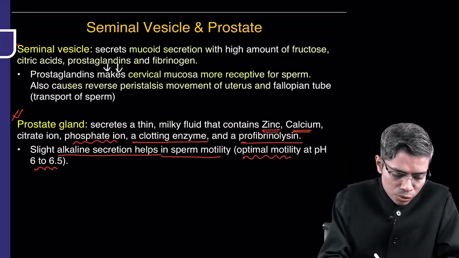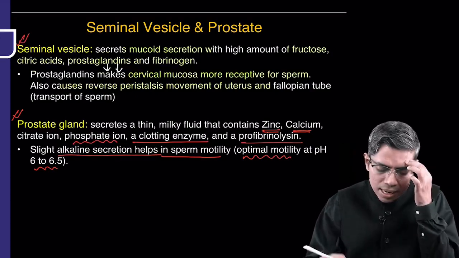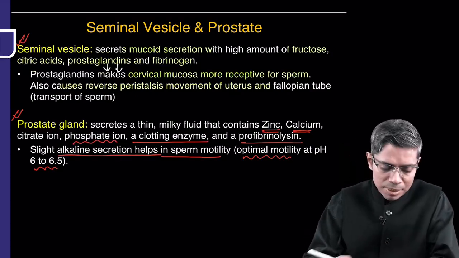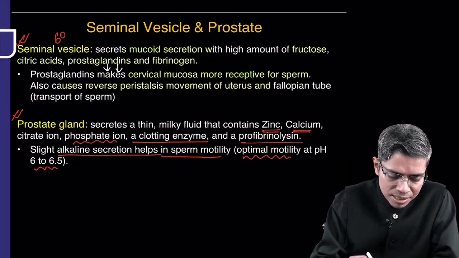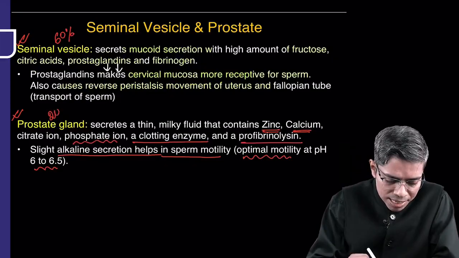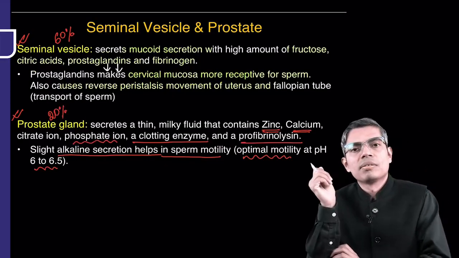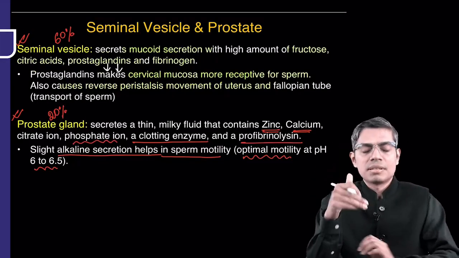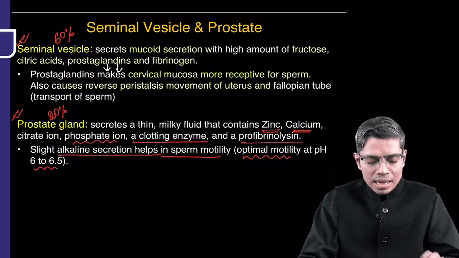Right? So these two accessory glands are secreting the various components of the semen. It is said that the seminal vesicle generally secretes 60% of the total volume of the semen, and the prostate gland secretes 20% of the total volume of the semen. So this is the function of the seminal vesicle and prostate.